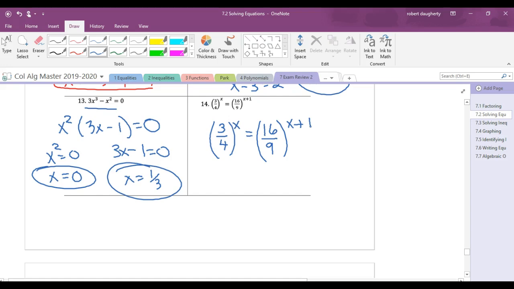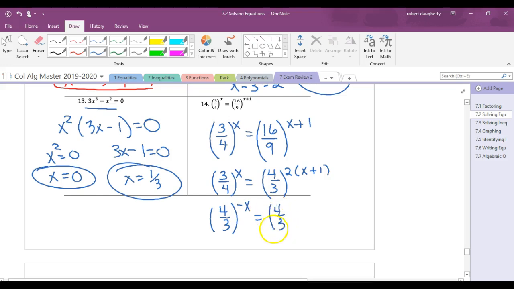Well, it looks like 16 is 4 squared and 9 is 3 squared. So this looks like 3/4 to the x equal 4/3 squared to the x plus 1. Now, I don't quite have the same number on both sides raised to a power, but I can take the reciprocal. I can write on the left side, this is 4/3 to the minus x equal 4/3 to the 2 times x plus 1. Now I've got the same number on both sides raised to a power. I can set those exponents equal to each other.